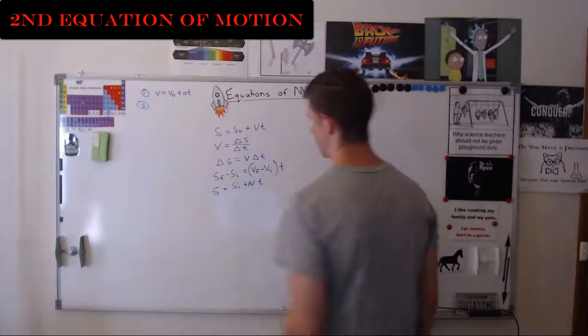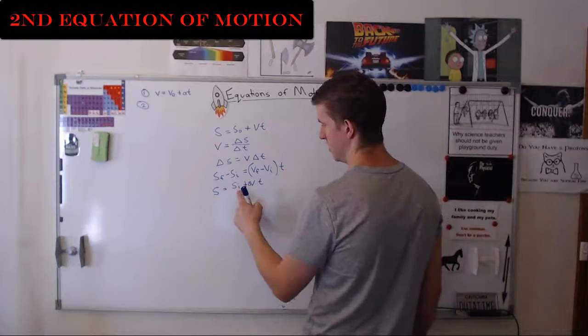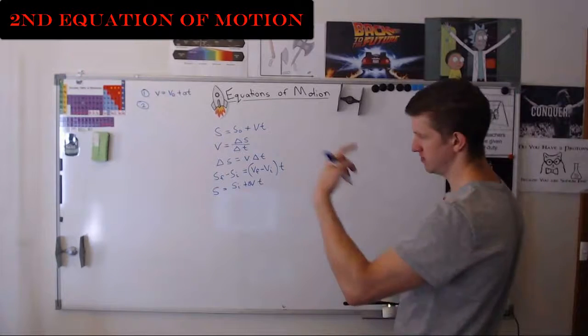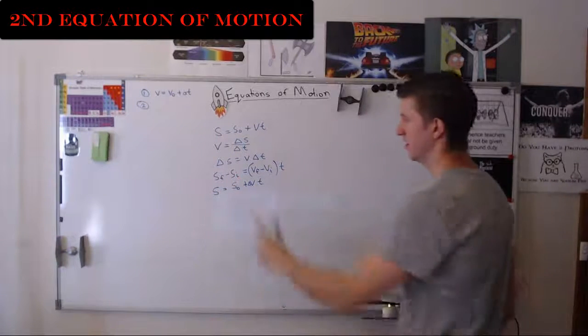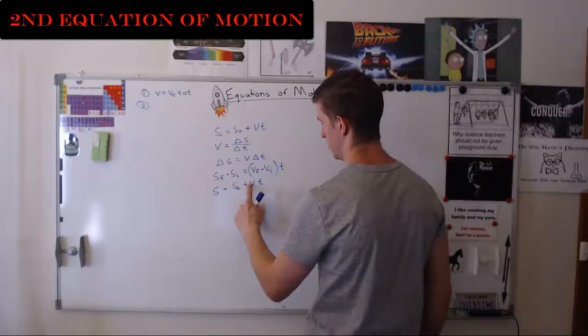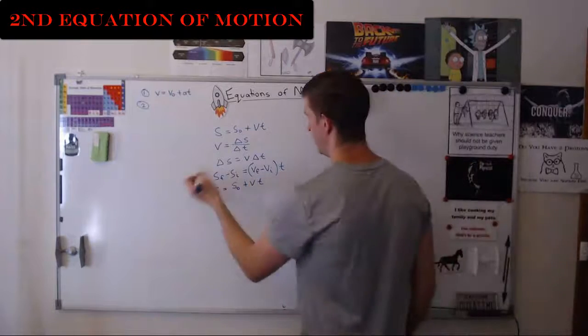And I could write delta there. So that's my average, or just my velocity. Often we use SI for S initial, sometimes we use S naught. So if I just represent this by S naught, I've got what I started with. And that's how we get the first part.